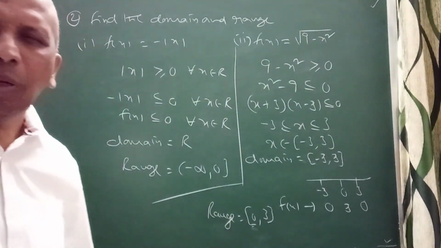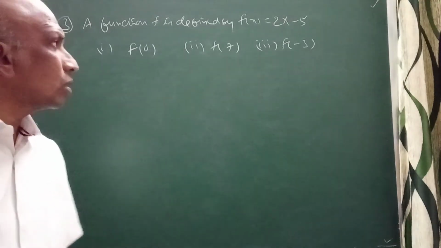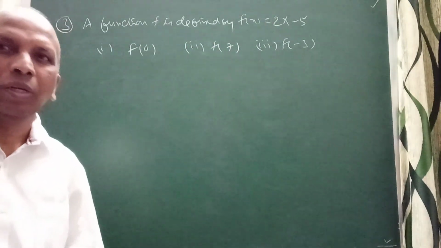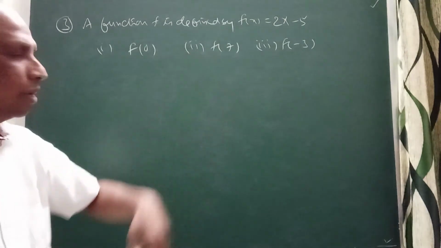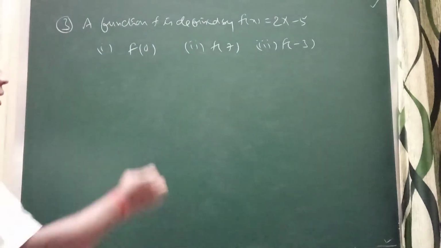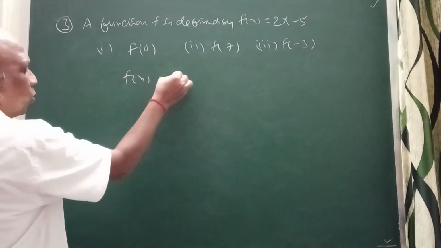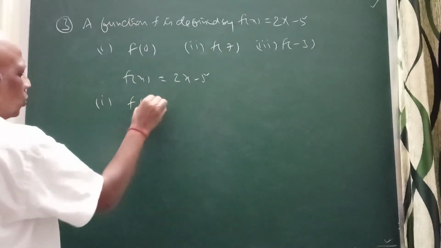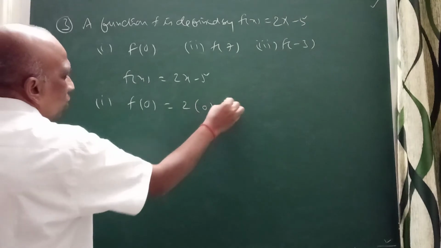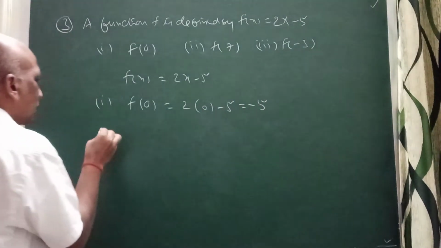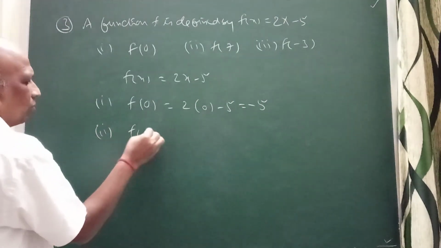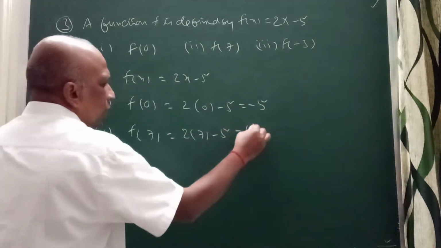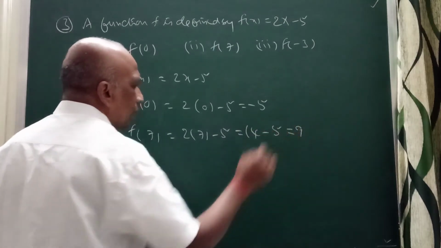Now I will do the third problem. In this third problem, the given function f is defined by f of x equals 2x minus 5. Now write down the values of these three. Directly we can do this. They are asking first for f of 0, so replace x with 0. It gives minus 5. The second one, f of 7: 2 into 7 minus 5, 14 minus 5, it will be 9.